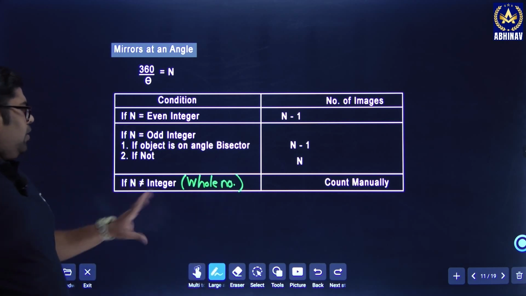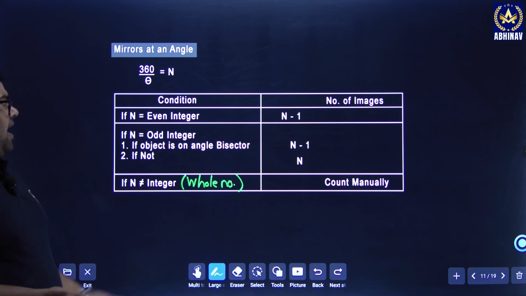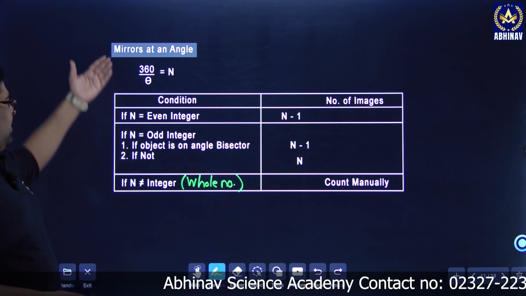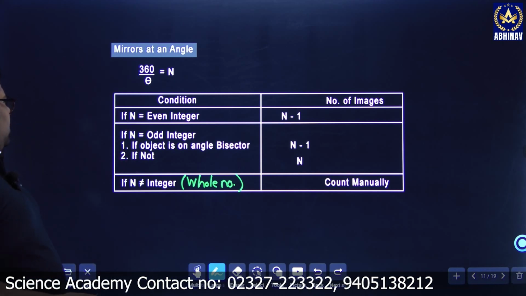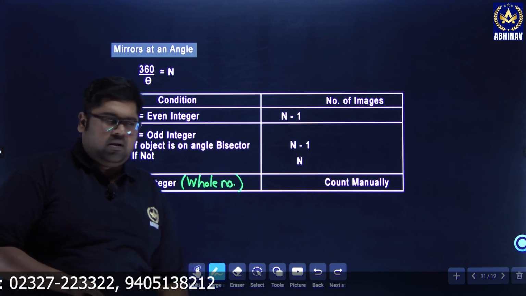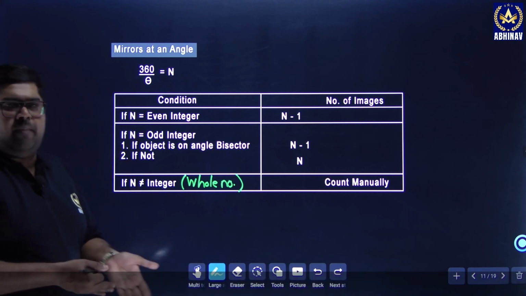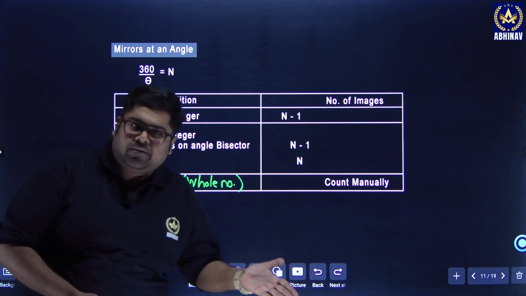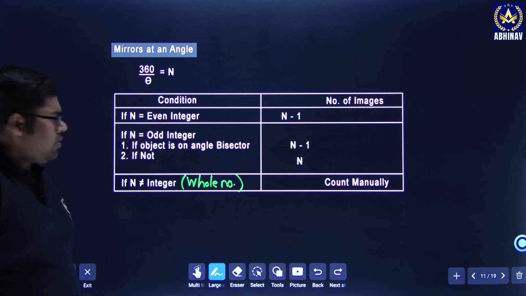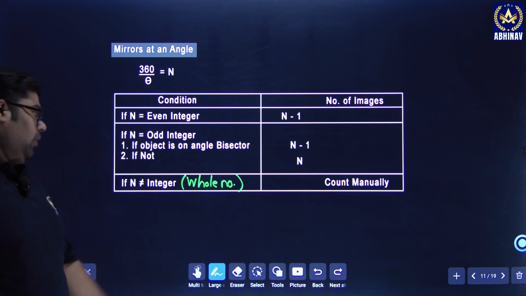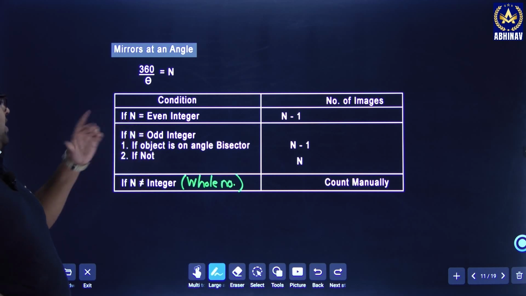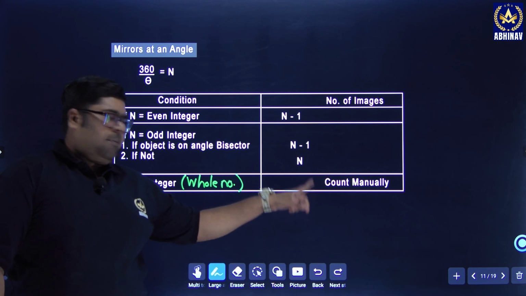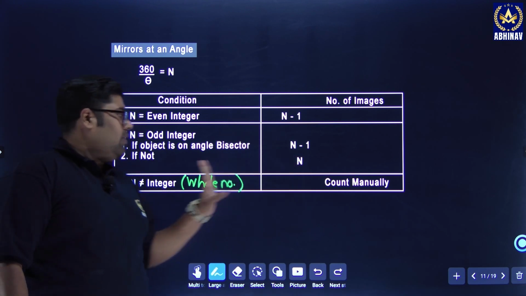If N is not a whole number, for example, if the angle between two plane mirrors is given to us as 70 degrees, then 360 divided by 70 will give you something like 5.1. So the number of images can't be 5.1. Come on. How many chocolates do you have? Either you have 5 chocolates or 6 chocolates. You can't have 5.1 chocolates. So if N is not an integer or not a whole number, then you have to follow my method manually, how I drew all the stuff.